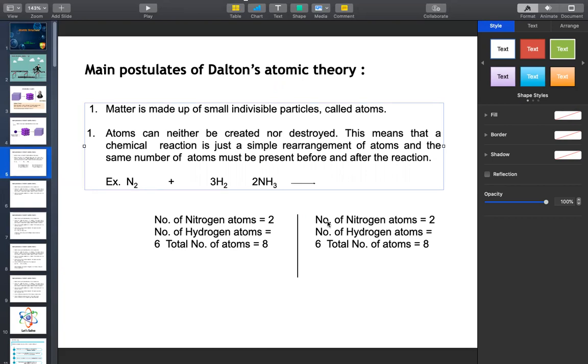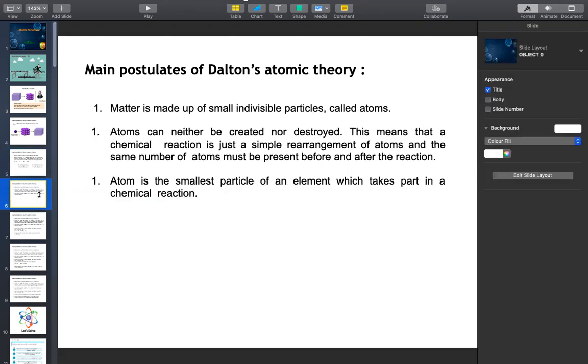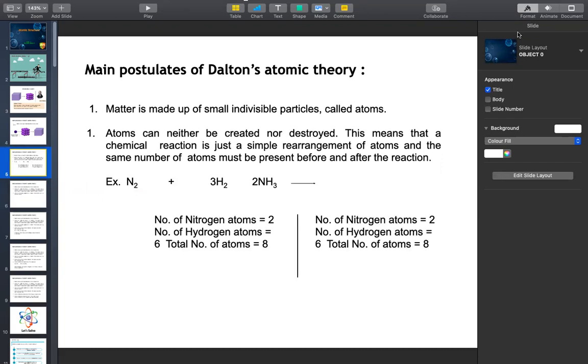I don't think they have asked on Dalton's atomic theory. Now, number of nitrogen atoms is 2, number of hydrogen atoms is 6, and total number of atoms is 8. Means they will just rearrange, like hydrogen and nitrogen will arrange themselves. On the left hand side these two molecules are there, on the right hand side there is just ammonia. So the point is nitrogen and hydrogen are rearranging, according to John Dalton.